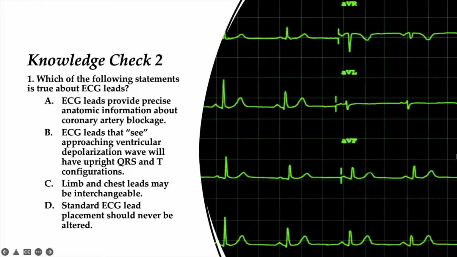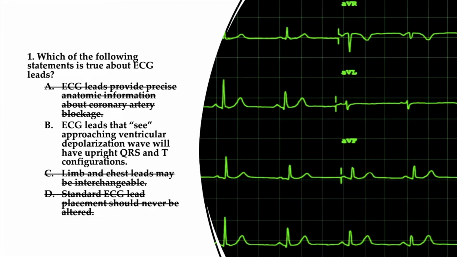Knowledge Check 2. Which of the following statements is true about ECG leads? A. ECG leads provide precise anatomic information about coronary artery blockage. B. ECG leads that see approaching ventricular depolarization waves will have upright QRS and T configurations. C. Limb and chest leads may be interchangeable. Or D. Standard ECG lead placement should never be altered.